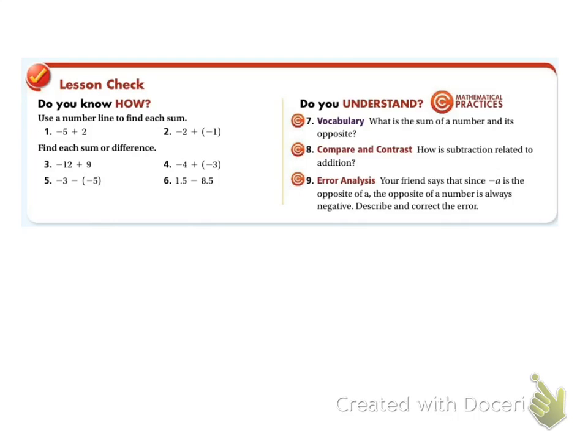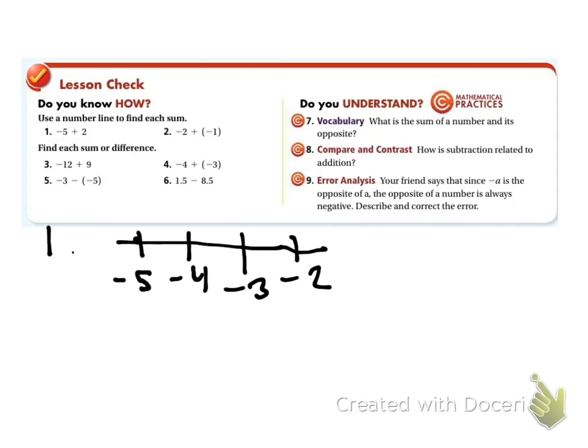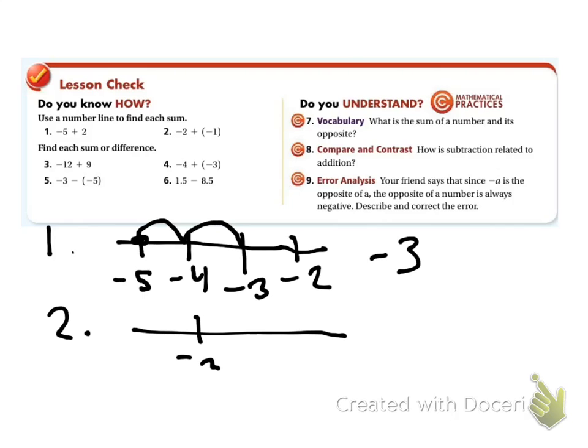Alrighty, and then our lesson check. Number 1, use a number line to find each sum. So I need to start at negative 5. And I'm adding 2. So 1, 2. I get negative 3. Number 2, I need to start at negative 2. And I'm adding -1, so I'm going to the left one, which also gets me at -3.